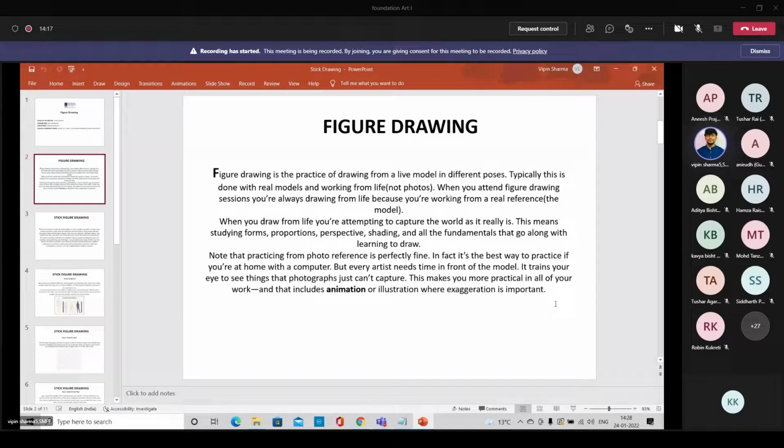Okay, so this is the last topic in foundation art, and this topic is just a beginning, a very brief demonstration of figure drawing. Figure drawing is a very long and lengthy topic, and as an artist, we have to work hard on a daily basis our whole life to be a good anatomy artist, right?